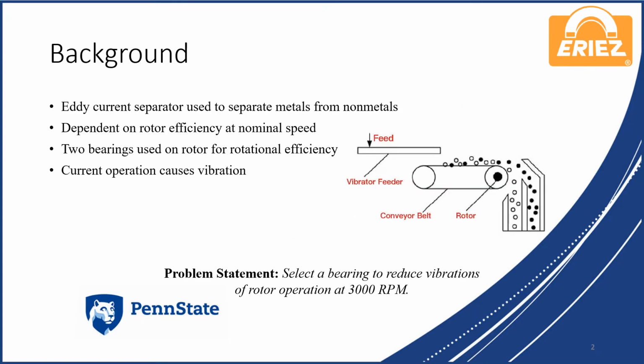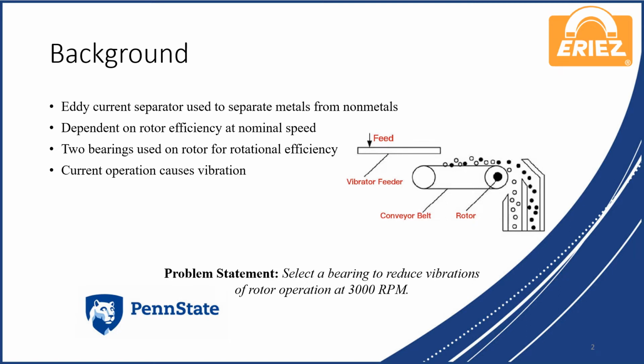For this project, we are analyzing an eddy current separator used mainly for recycling applications to separate metals from nonmetals. It is highly dependent on rotor efficiency at a certain nominal speed. The rotor has two bearings, one on each side, used for rotational efficiency. Current operation of this machine causes vibrational issues, and our goal is to reduce those vibrations.